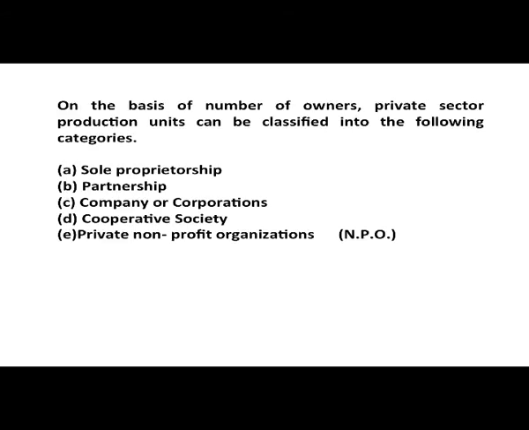On the basis of number of owners, these private sector production units are further classified into first, sole proprietorship, second, partnership, third, company or corporations, and fourth, cooperative societies, and fifth, private non-profit organizations or NPOs. A sole proprietorship is a production unit owned by a single person. He or she is responsible for the profit and loss of the production unit. He is responsible for the management and working of the production unit as well.